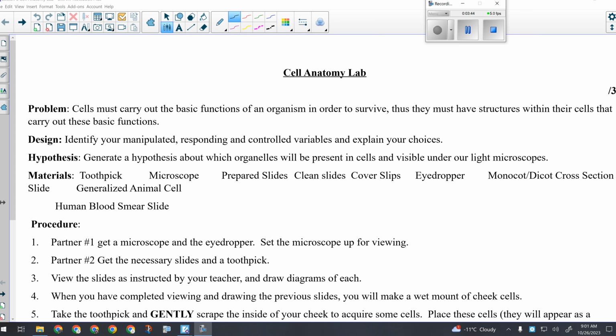Okay, Jack. Do you have to write a problem in your own words or just a hypothesis? Problem in your own words.